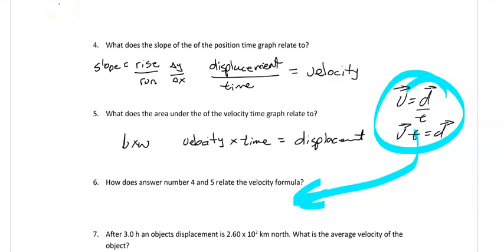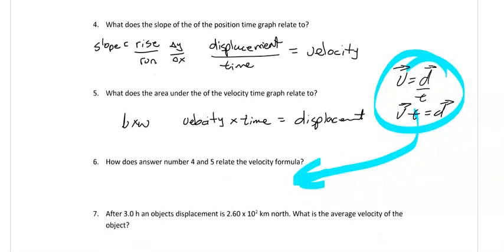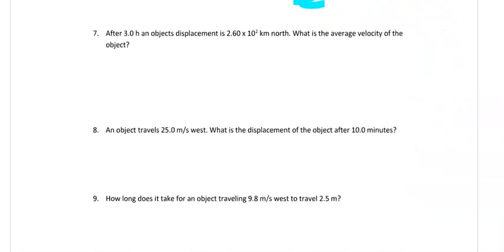Let's take a look at a few more examples here. So that's kind of the big graphing question, but let's just take a look at what if this is all happening with numbers. After 3 hours, an object's displacement is 2.60 times 10 to the 2 kilometers north, or 260 kilometers north. What is the average velocity of the object?